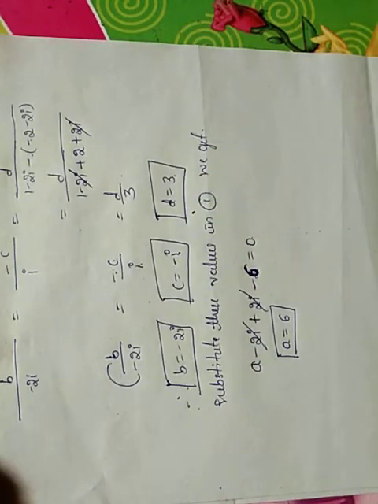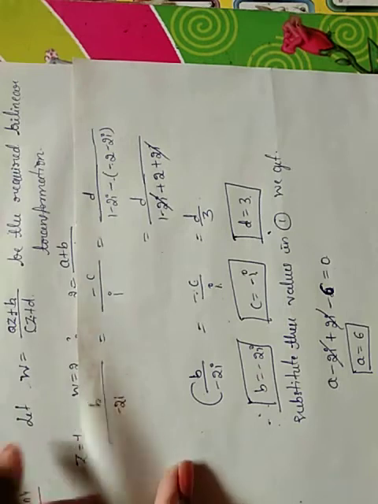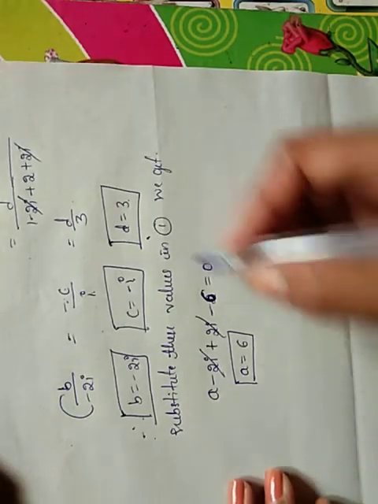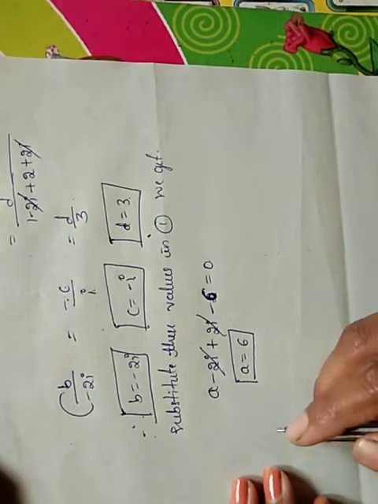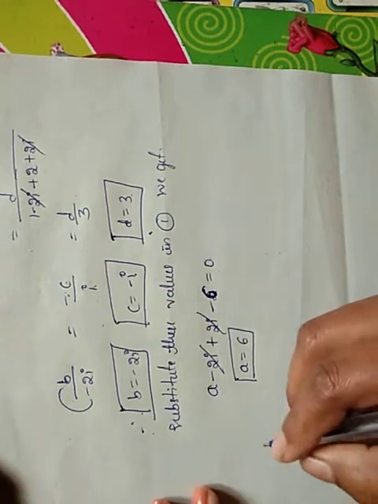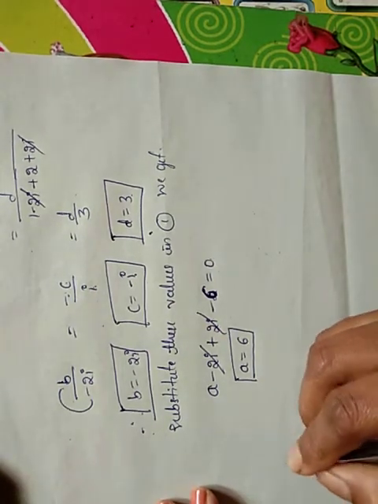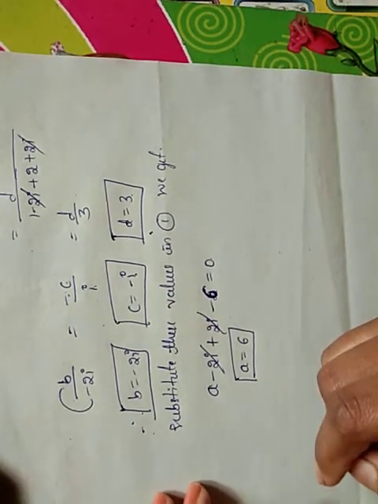Now A equal to 6, B equal to minus 2i, C equal to minus i, D equal to 3. Now we have to substitute all these values in the equation 1, substituting these values in the assumed form of the bilinear transformation. We have to substitute all the A, B, C, D in the assumed form.